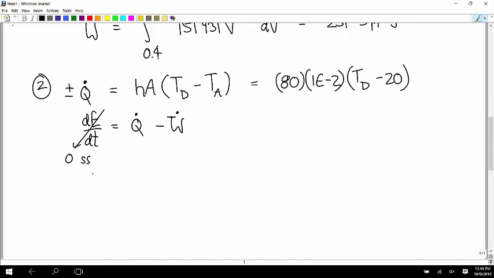Okay, so we have to think about the sign of work. Is work positive for work coming into the system or work going out of the system? Out. Yep, so the work that the device is doing is positive. The electrical work coming in is negative. So we have negative 50 plus 12, and so W dot is negative 38.